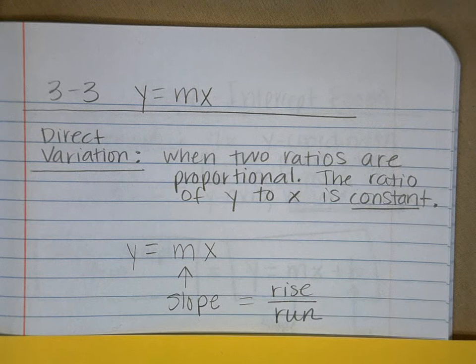So the m is always in front of the x. That does not change. The m is always in front of the x, which means our value for slope is always going to be in front of the x in this equation.